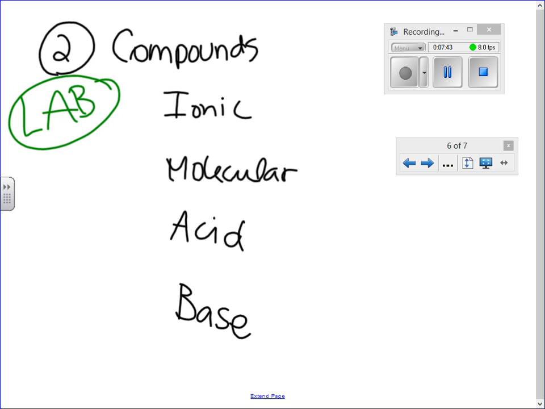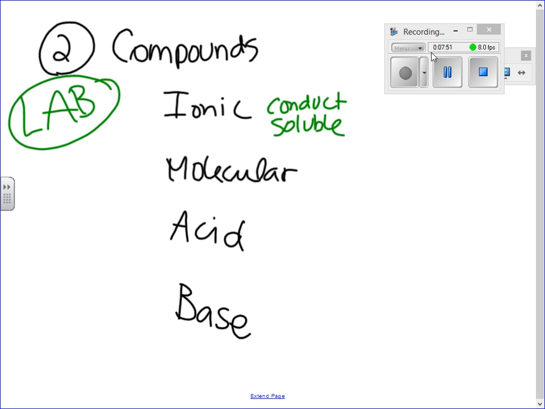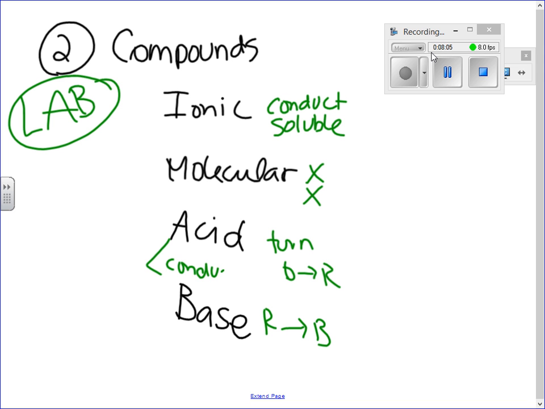Just as an example, you would need to know things like ionic compounds conduct electricity, and a lot of them are soluble. Molecular compounds don't conduct and aren't soluble. Acids turn blue litmus red. Bases turn red litmus blue. Acids and bases both conduct electricity. So properties are descriptions like that.